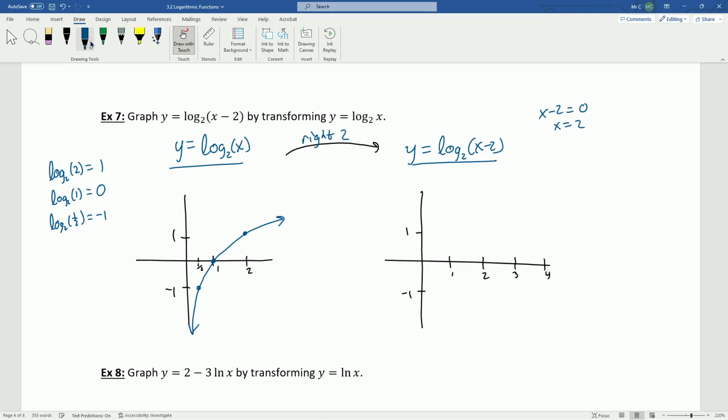So as always, all I'm going to do is take my key points and move them over 2 each. So that'll go there, there, and there. And my asymptote is, since we're moving to the right and it's a vertical asymptote, it's going to move to the right as well by 2. And there's the graph of our function.